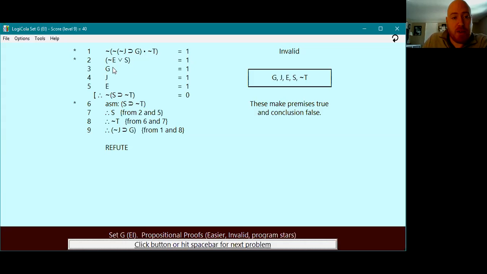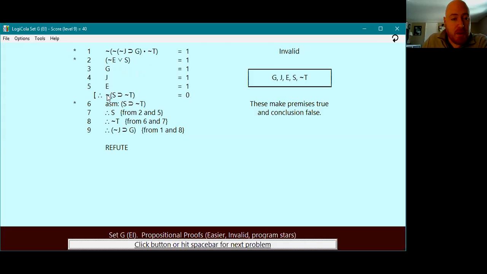So based on the values of G, J, and not T, premise 1 turns out to be true. Here I've got either not E or S. Well, I've got S true on line 7. So since one half of this disjunction is true, that's enough to make this true. And then I've got G, J, E all stated on their own lines, and I don't have anything here that contradicts any one of these lines, which means all 3 of these things are true. And then I've got a false conclusion.